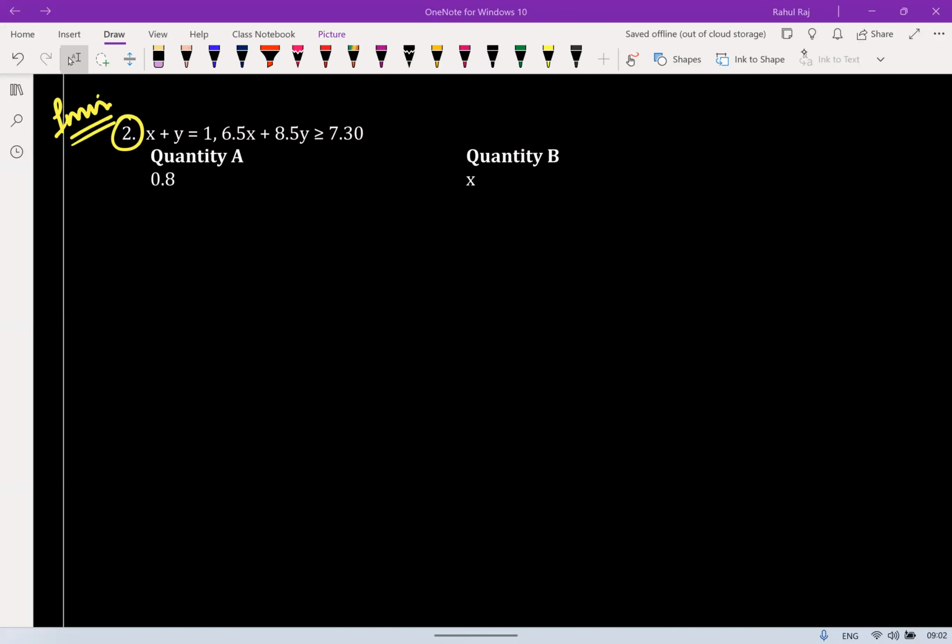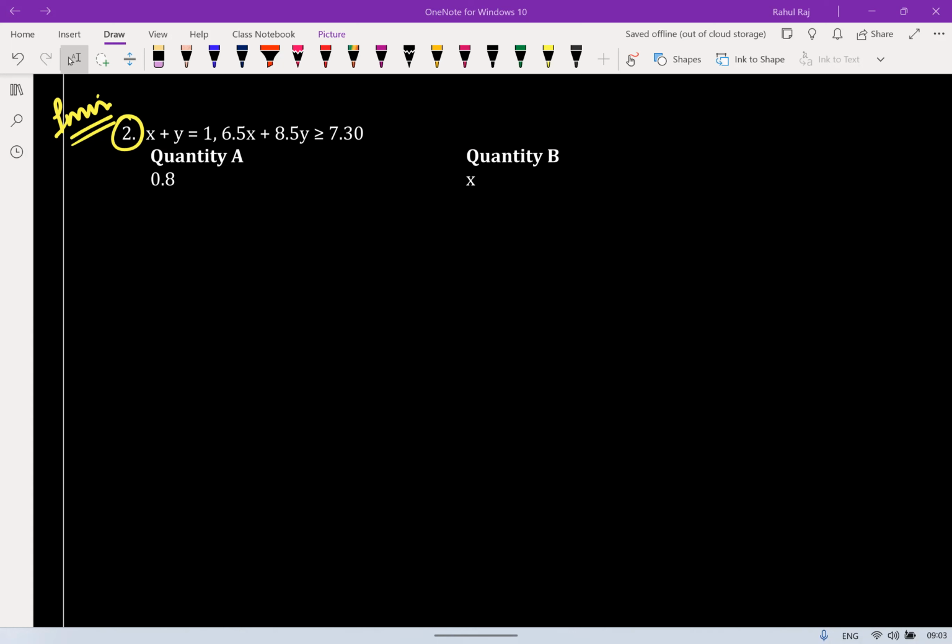Absolutely. Yeah, so I substituted that. So 6.5x plus 8.5 into 1 minus x is greater than 7.3. Simplified that further to get x is greater than or equal to minus 0.8 by minus 2.5. I was just a bit confused whether, I think quantity B is greater. Otherwise, D is the answer where the relationship cannot be determined.